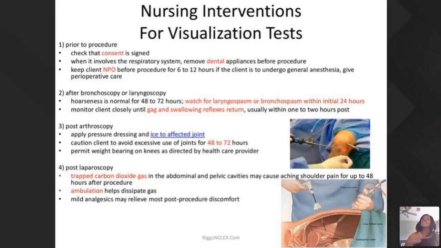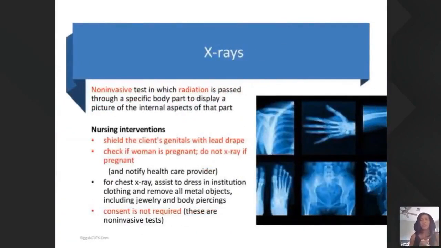If she's not, that gas, that CO2 that she was instilled with while they were doing the procedure laparoscopically, is going to radiate and cause a lot of pain. So priority post a laparoscopic procedure is to be passing gas. Have them walk, trust me, that ambulation will get that gas moving, okay? So you'll be fine with those.